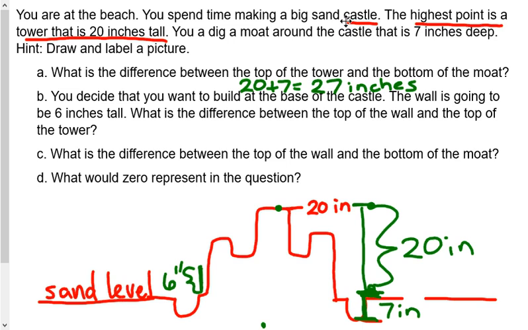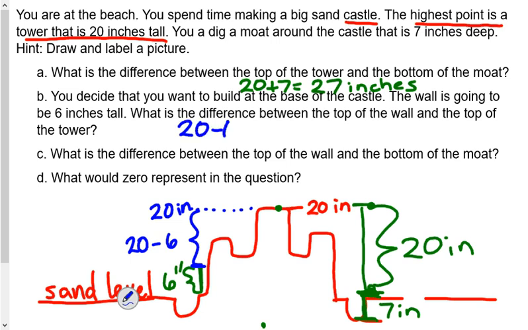Well, our tower is at 20 inches. And our wall is here at 6 inches. So we have to drop from 20 inches down to 6 inches. So that distance is going to be 20 minus the 6 inches because we don't go all the way to the sand. So 20 minus 6 is 14 inches.